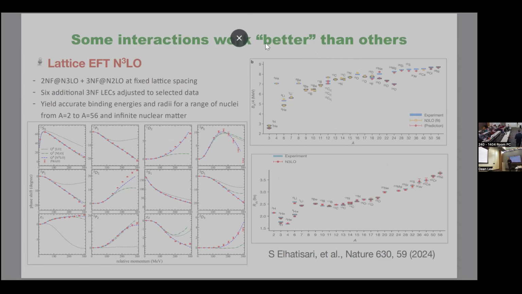And this is the quality, I'm getting used to this pointer, this is the quality of the nucleon-nucleon scattering phase shifts, and you can see that they are also quite well reproduced at this order.